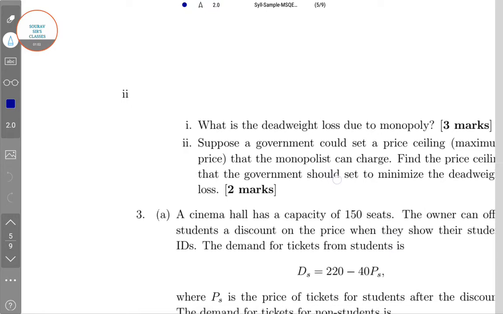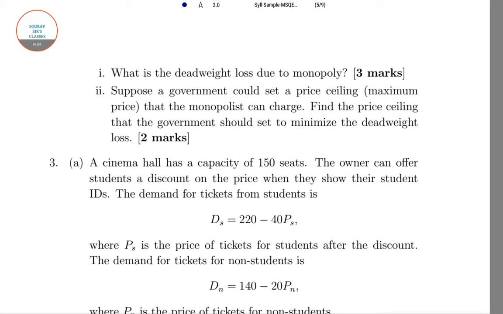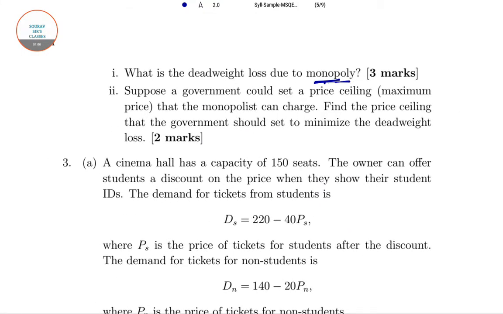So in this question it is asked, what is the deadweight loss due to monopoly. So we have to first answer what will be the deadweight loss due to monopoly. And suppose the government could set a price ceiling, that is, a maximum price that the monopolist can charge. Find the price ceiling that the government should set to minimize the deadweight loss. So we have these two questions.